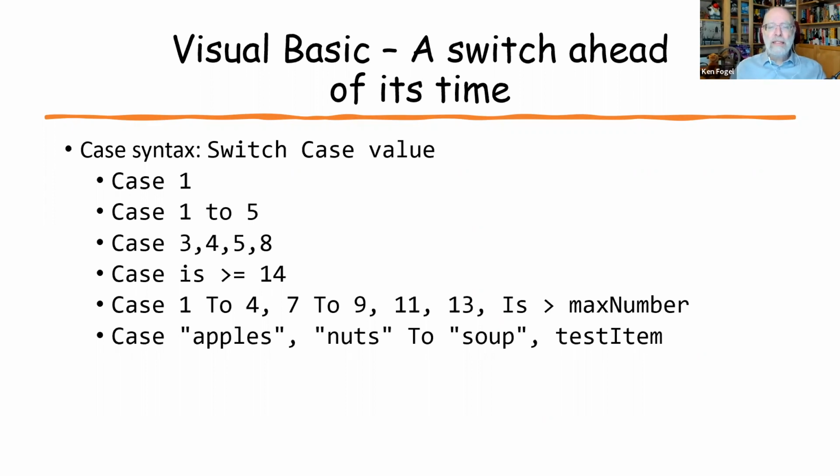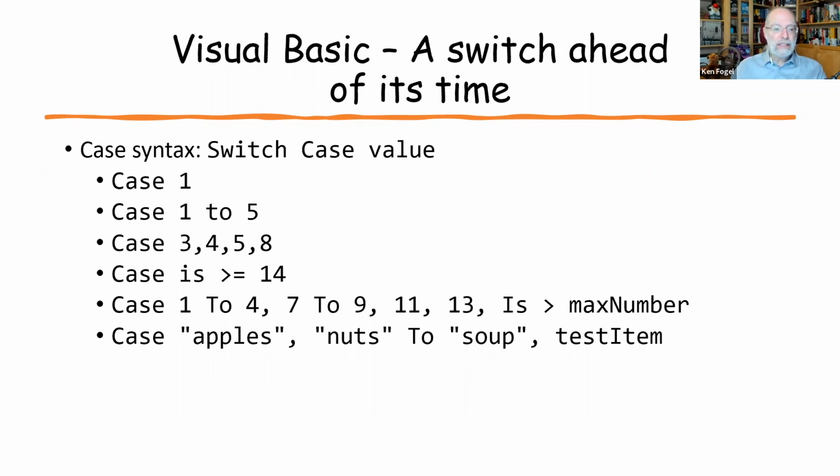And one of the things that I admired from Visual Basic 6 was its form of the switch statement. So notice here, it would begin with the phrase switch case and then value. And then we have the cases. But look at the cases. In the first case, case 1, well, nothing special there. That could have been the same as for C or C++ or Java.